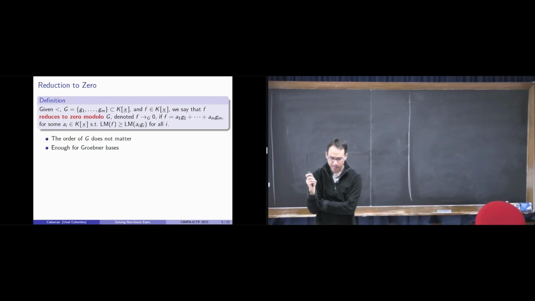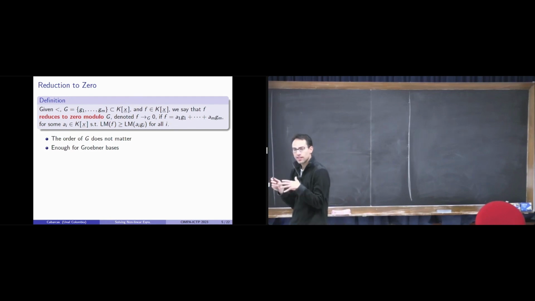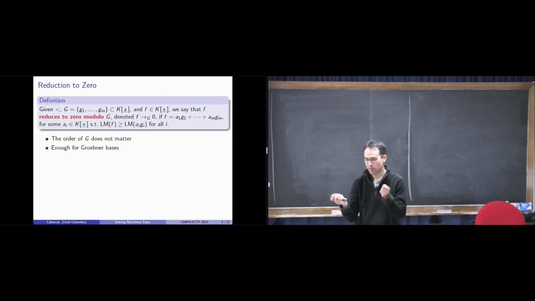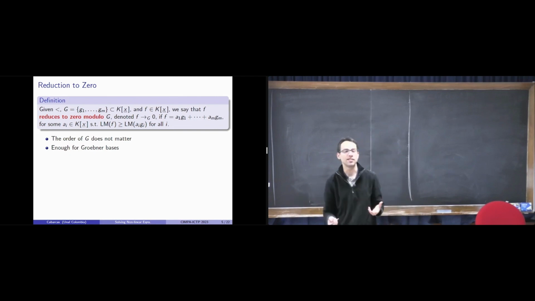It's important to note that the order of G doesn't matter, and that's why here I put G as a set and not as a list or as a tuple, because here the order doesn't matter. This is, again, a little bit stronger than saying that there's a division algorithm that leads to a zero remainder. This is a bit stronger because the order here doesn't matter, and it talks about the existence of this thing. It doesn't give an algorithmic way to find it, but it says that it exists.